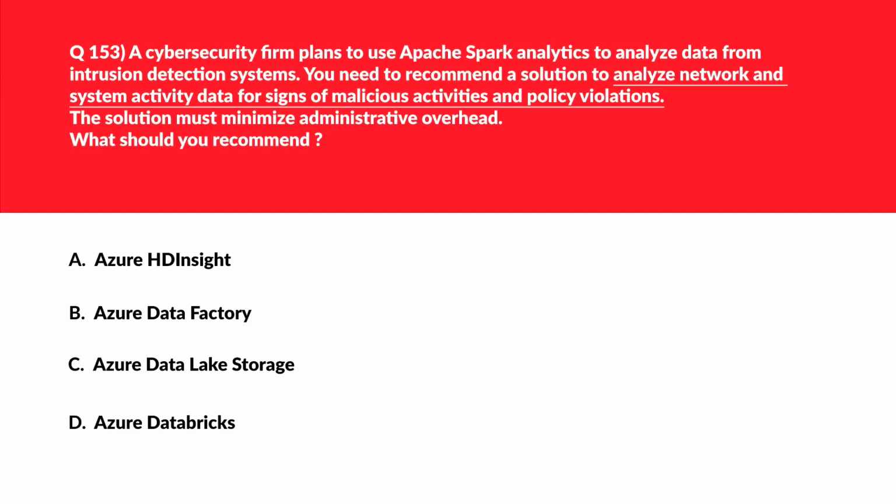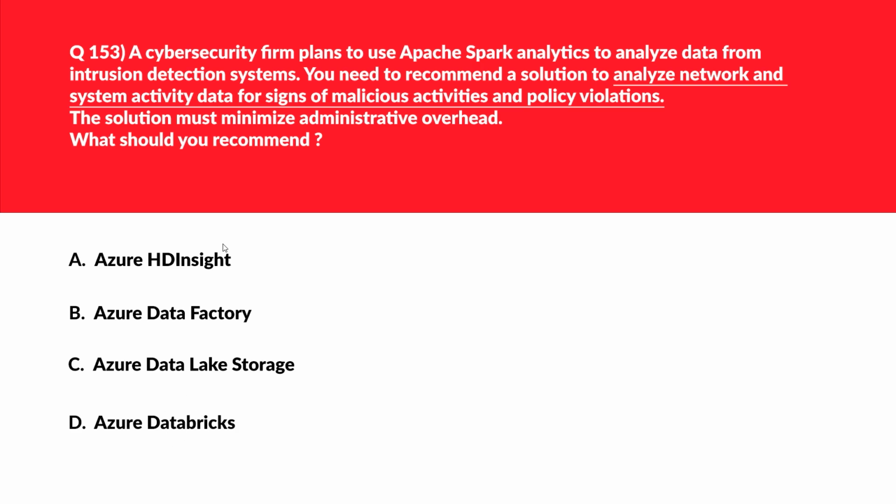Let's bring the heat to this now. It's all about analyzing network system activity data for signs of malicious activities and policy violations. We'll look at option A. This is Azure HDInsight. Azure HDInsight supports Apache Spark. It requires more administrative effort as compared to Databricks if you look.